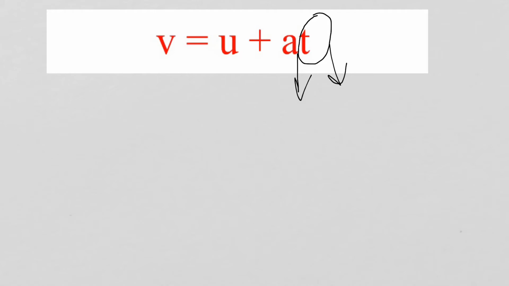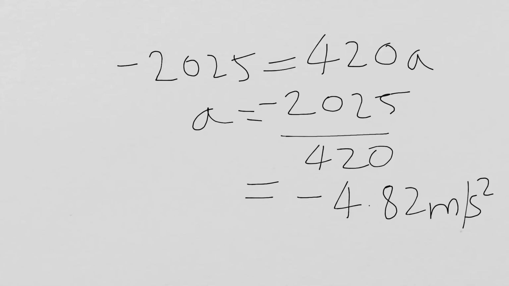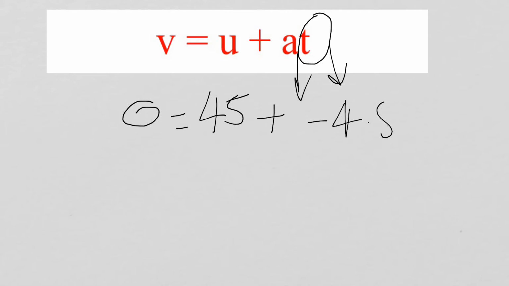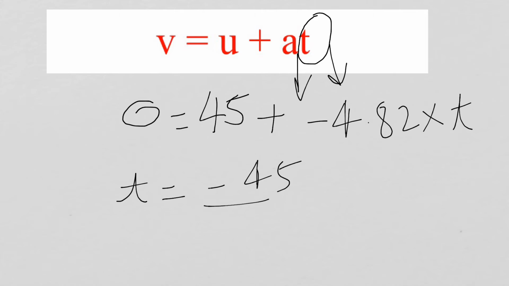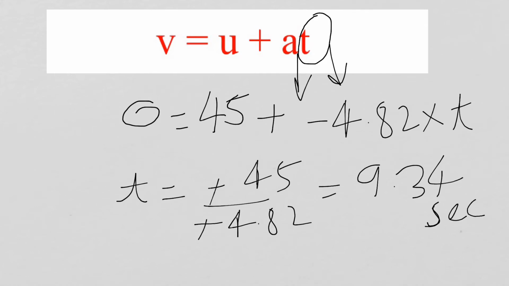So let's substitute the values. Final velocity is 0, initial velocity 45, it was running with 45 meters per second. Then acceleration value we just got is minus 4.82 into time. So let's solve this. Rearrange this: t equals minus 45 upon minus 4.82. So negative will go, because time is always positive. So the answer is coming positive, 9.34 seconds.